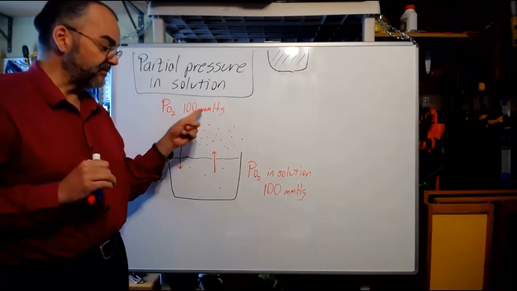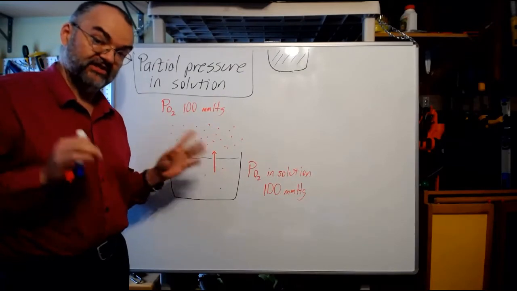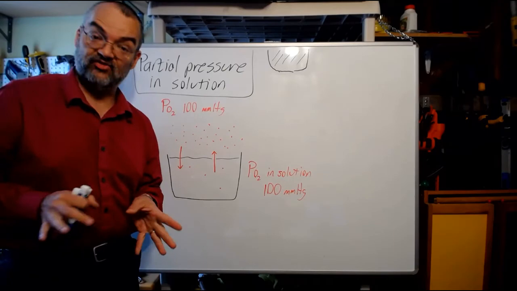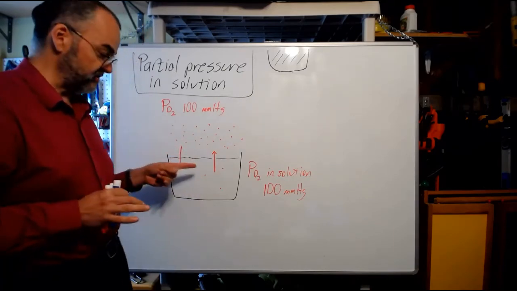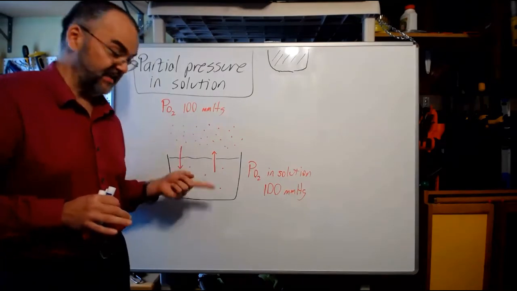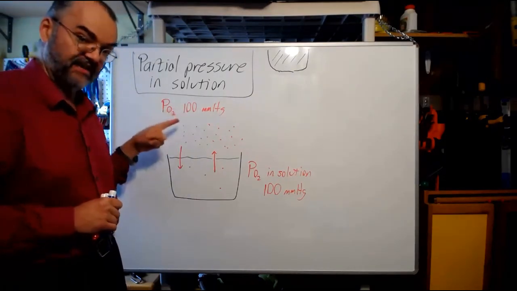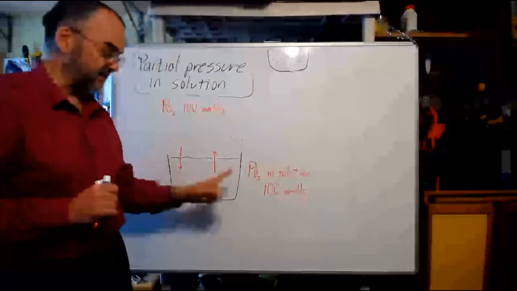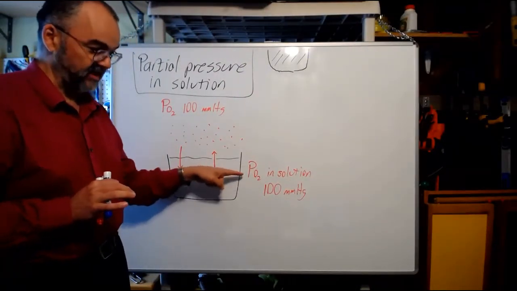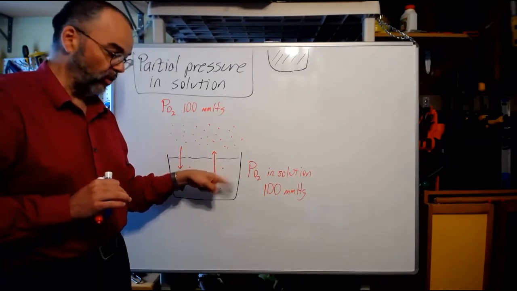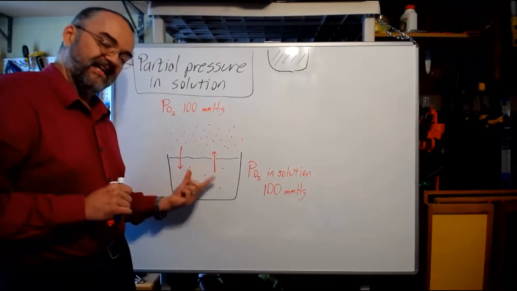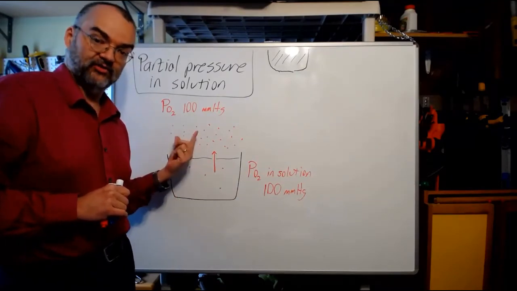So having the same partial pressure in solution does not mean the same amount of oxygen or even the same concentration of oxygen. What it just means is that that oxygen is exiting the solution at the same rate that it's entering. It's at equilibrium with this gas. Another thing is that this is not actually a pressure. The oxygen in here is not exerting 100 millimeters of mercury of pressure on the walls of this bucket. It's really, think of it as the tendency of oxygen to leave the solution.